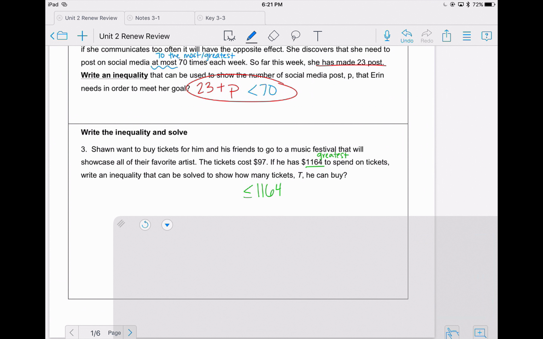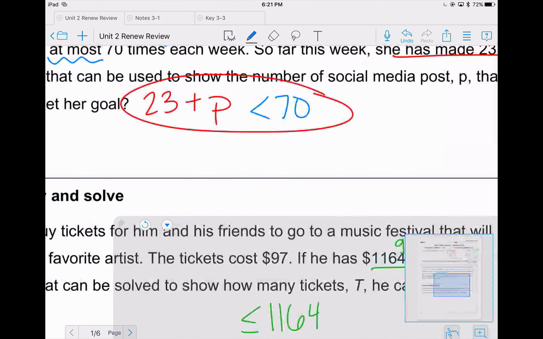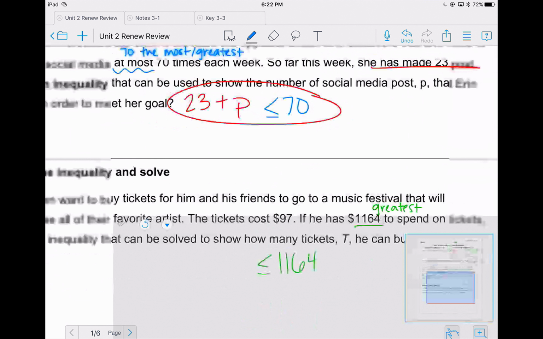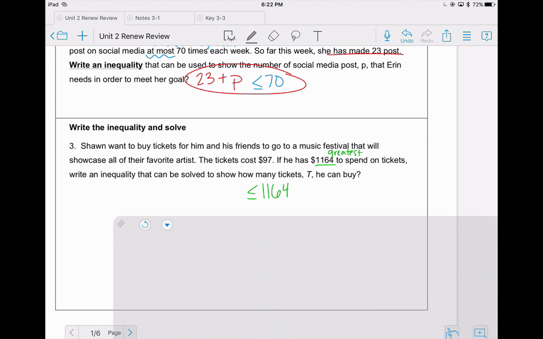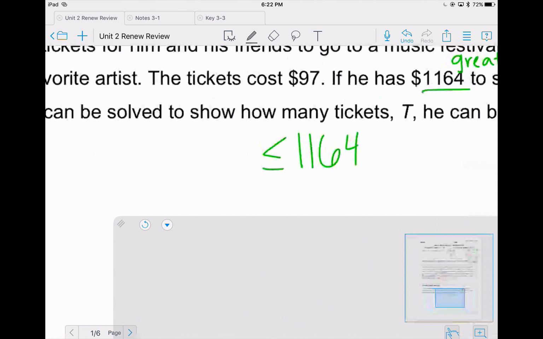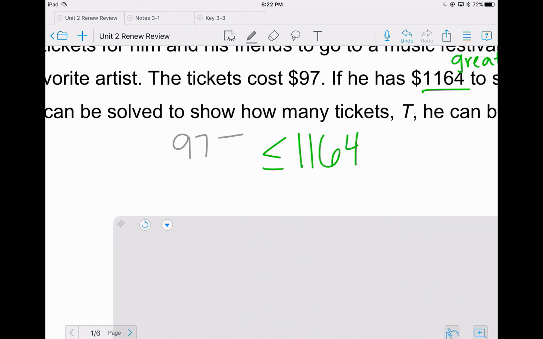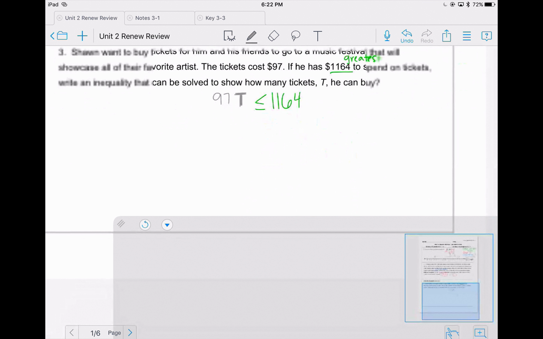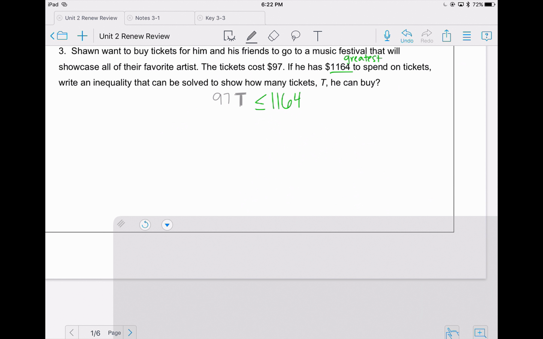This just reminded me on problem 2, at most 70 could include 70, so I need to do a little line up there. I apologize. So the most that he could spend is $1,164. He could spend exactly that. He could spend less than that. But what he spends needs to be less than or equal to what he has. He has $1,164. The tickets cost $97 each, so 97 times the letter T, because we don't know how many he gets. And we don't see any more information. There's nothing about an online processing fee. There's not a one-time fee, so it's just 97 times T.